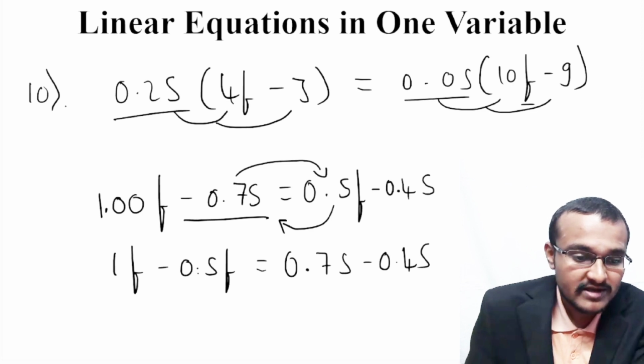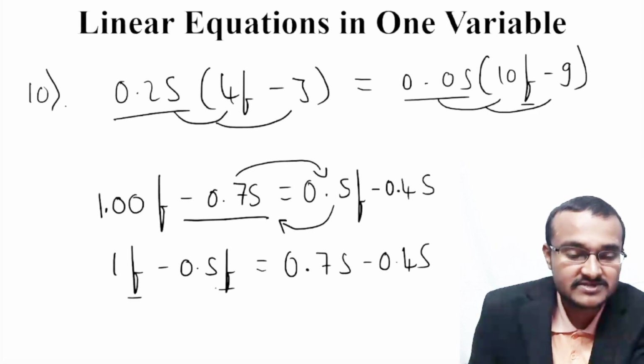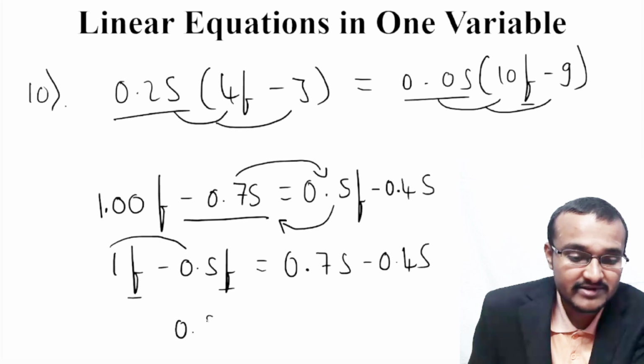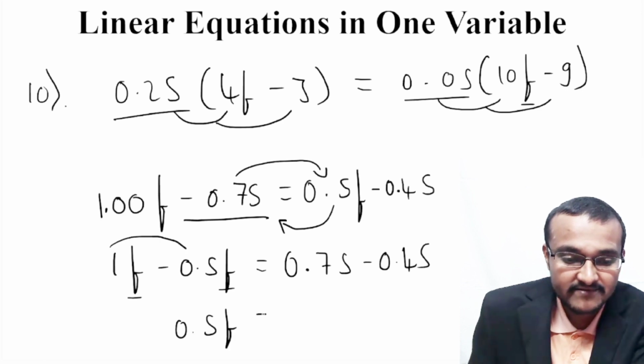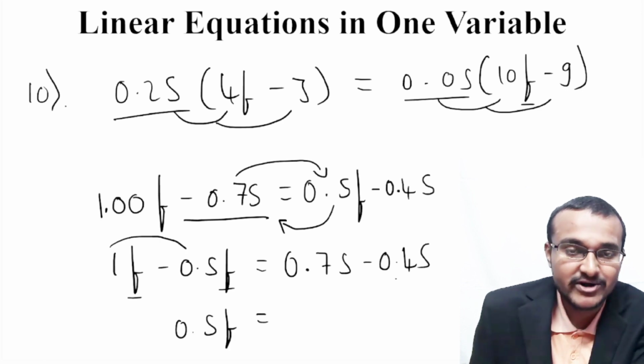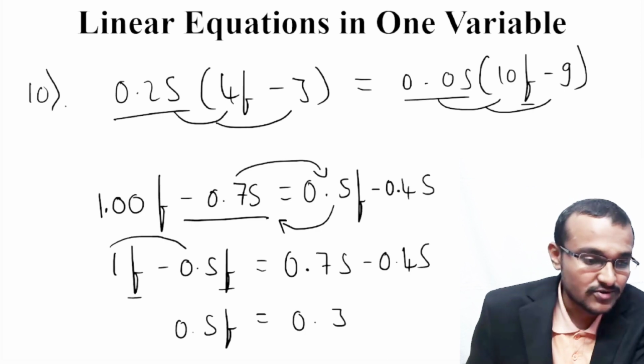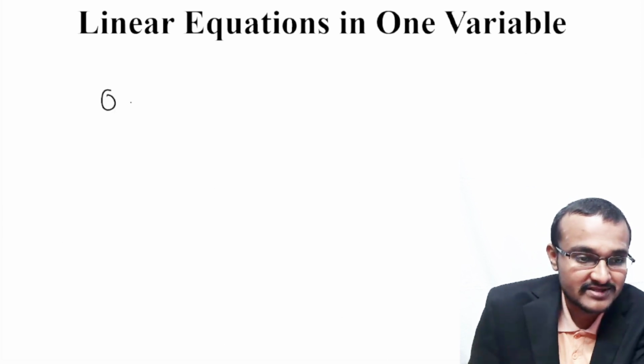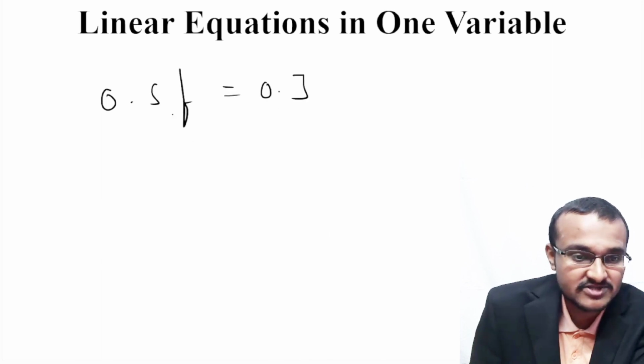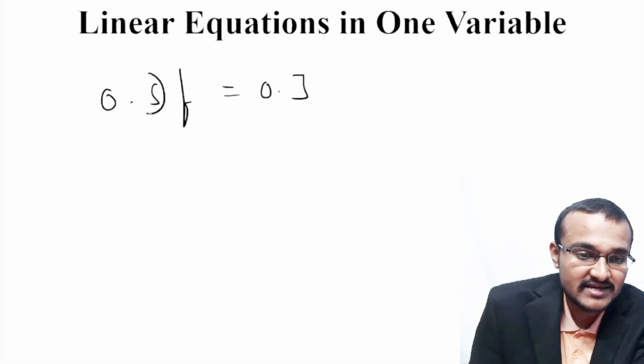So f minus 0.5f will be 1 minus 0.5, because both the numbers have the same variable. You can perform this subtraction between 1 and 0.5. So 1 minus 0.5 will be 0.5f is equal to 0.75 minus 0.45, which will be 0.3. So now you can easily solve this. 0.5f is equal to 0.3 is the equation which you have got. Here it is actually 0.5 into f.